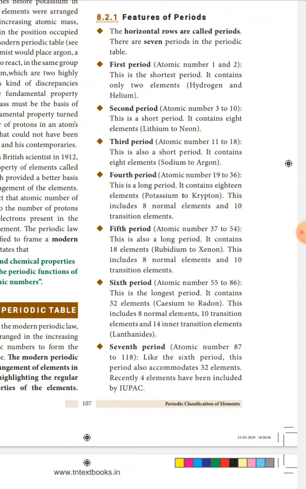And also lanthanides and actinides are given at the bottom of the periodic table. These are some of the advantages given in the 9th standard syllabus.